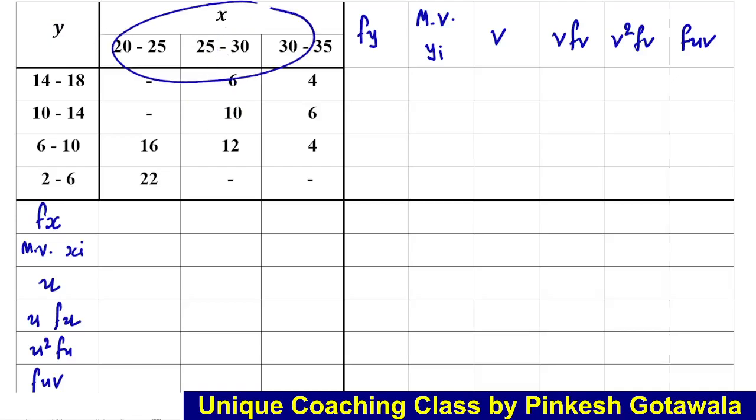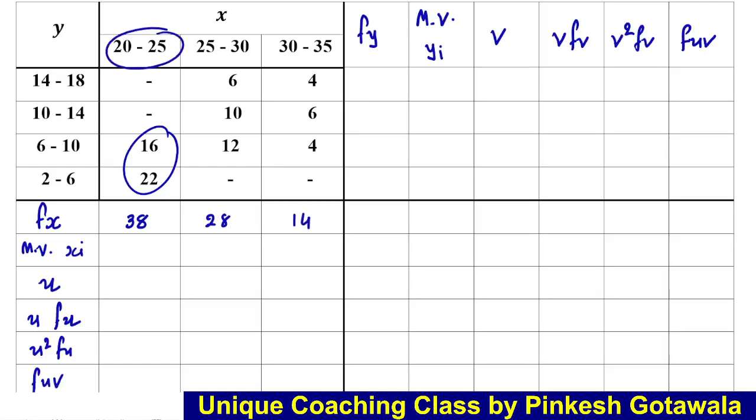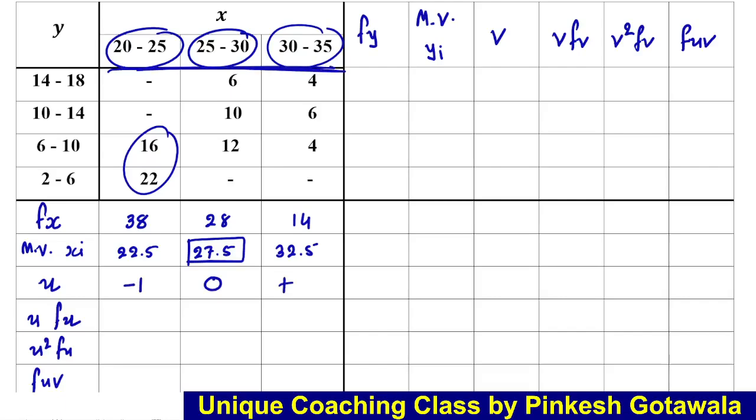Okay, so first of all let's prepare the x side and complete it. Frequencies: 16, 22, 38, 6, 10, 12, 12, 6, 18, 10, 28, and 6, 4, 10, and 14. Then mid values: 25 to 30, and 30 to 35, so mid values here 22.5, 27.5, and 32.5. Now let's suppose this as u, so it would be 0. And here the classes are given in the normal way, એટલે એમાં opposite કઈ નહીં આવશે. Here 0, this side -1, this side +1.